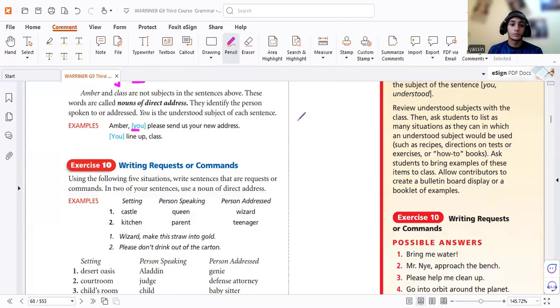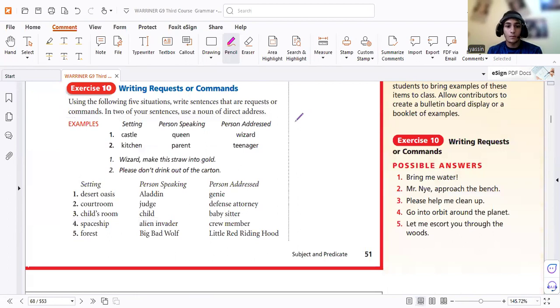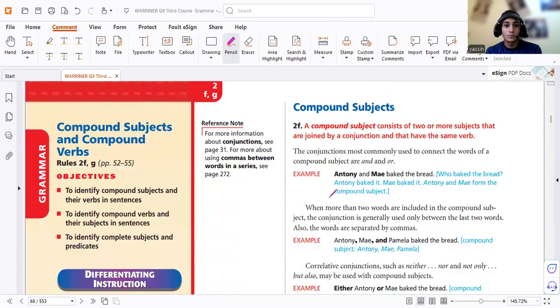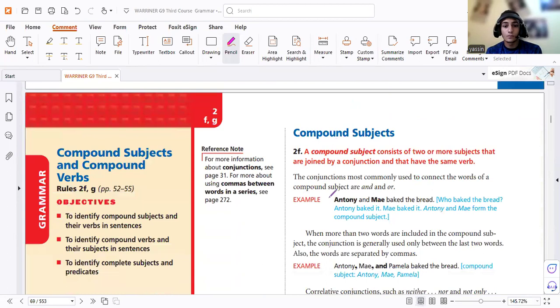Let's continue now. We stopped at this point. Here we have the questions. You can see the question with possible answers. No problem. Now we are going to learn more about the subjects in writing.